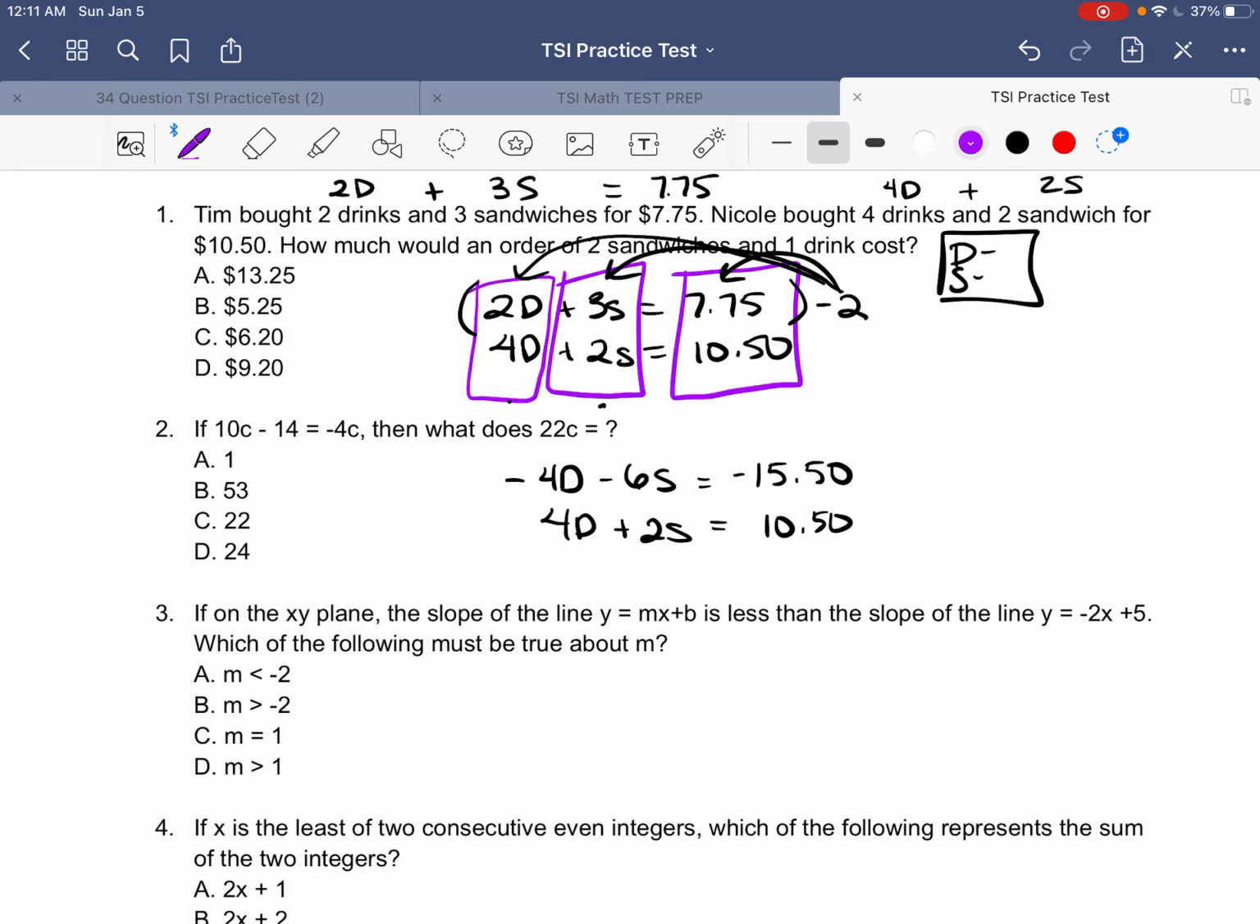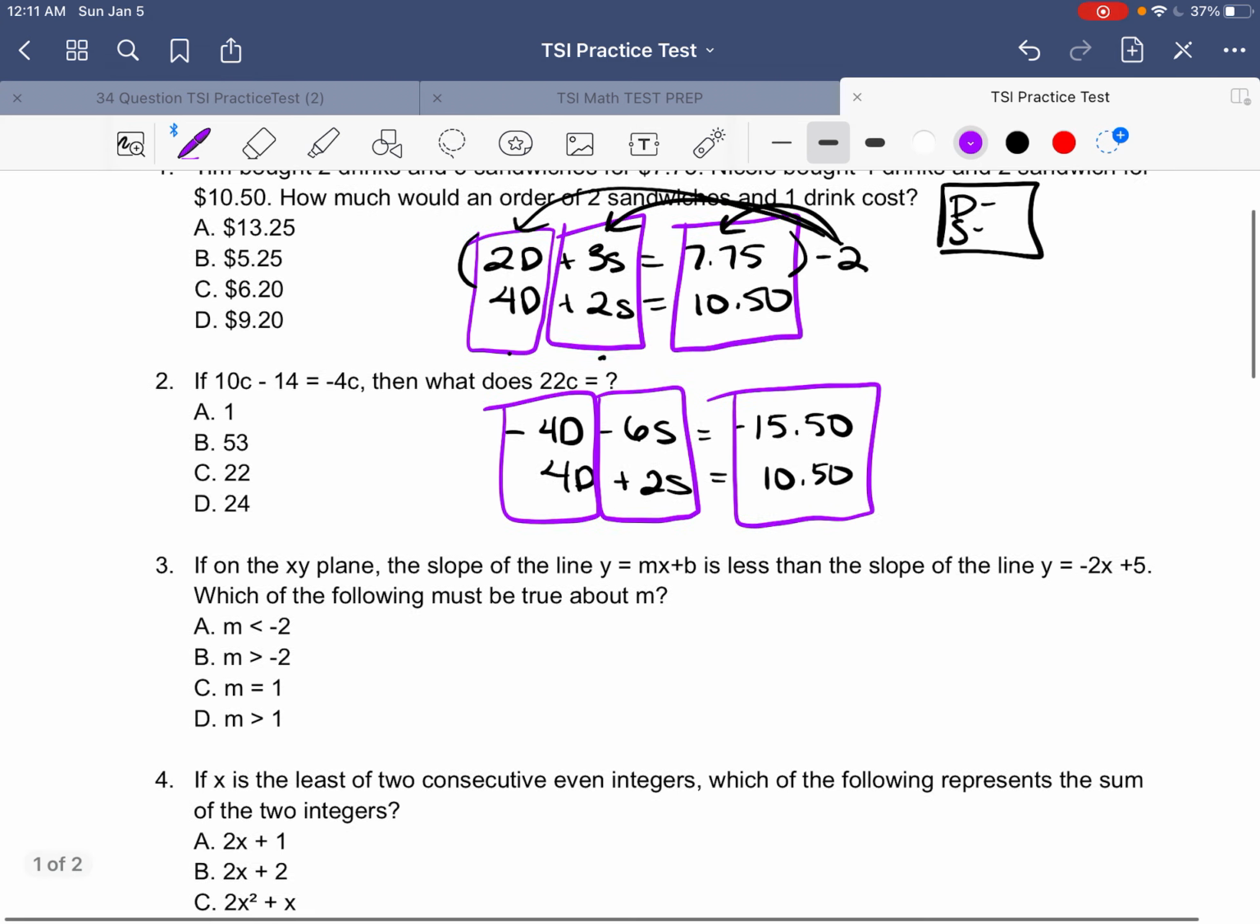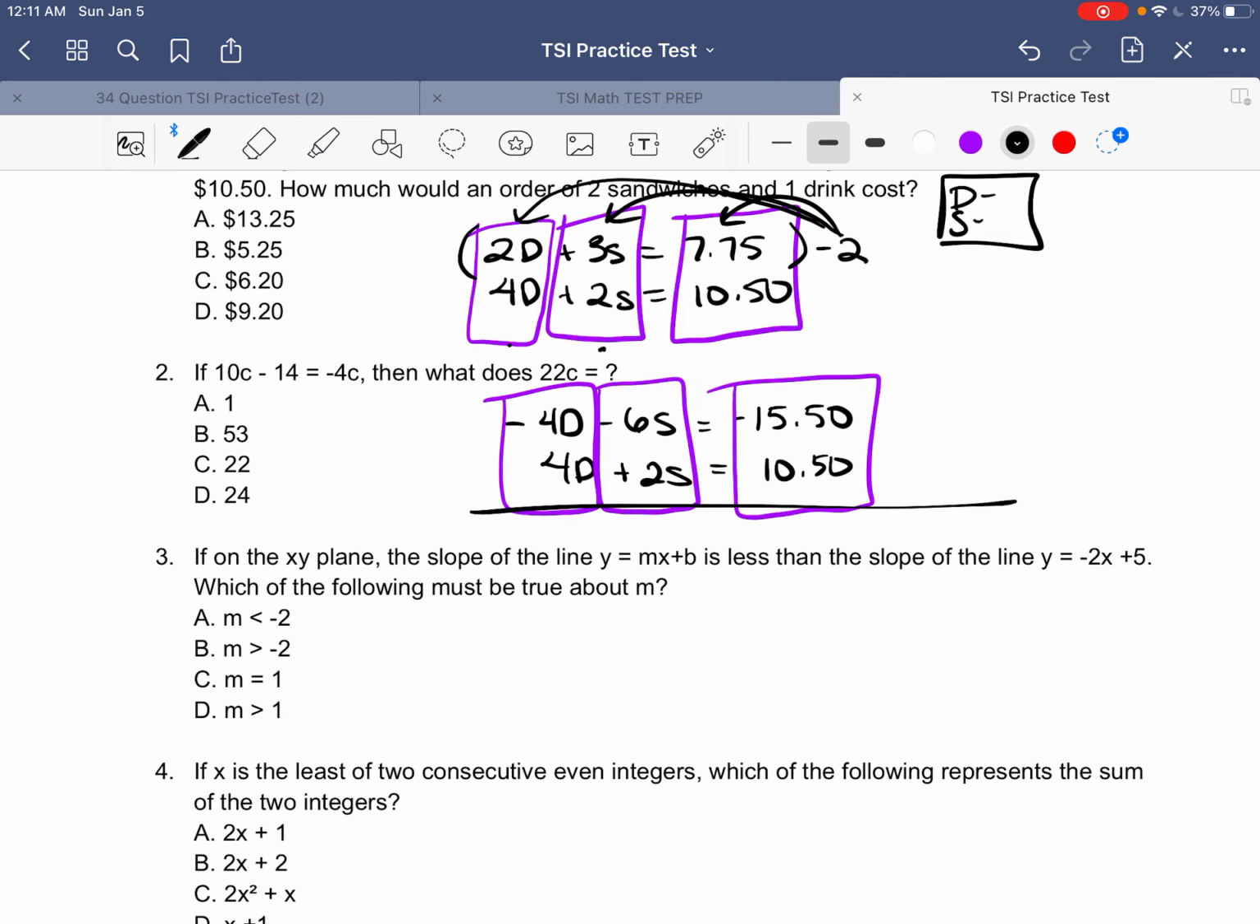Then we're going to draw our boxes again and hope that one of those boxes will eliminate itself. So add everything in the boxes. Negative 4D plus 4D, those cancel out. Negative 6S plus 2S is negative 4S. And negative 15.50 plus 10.50 is negative 5. Sorry, that was a negative 4S. Then we divide both sides by negative 4, so S is going to equal 1.25. In terms of money, a sandwich is $1.25, so in my box I'm going to write $1.25 for sandwiches.